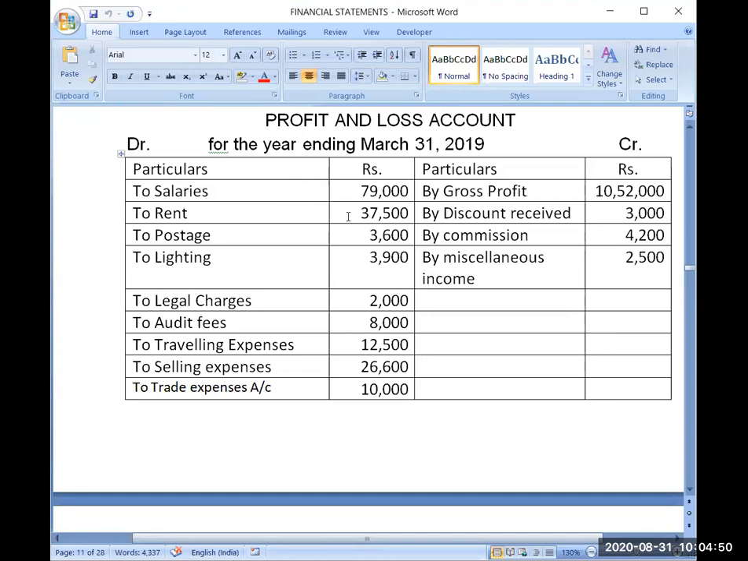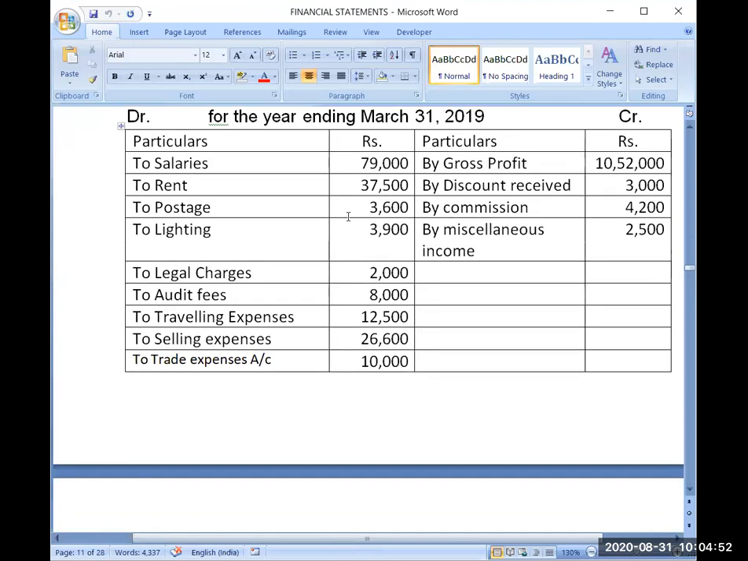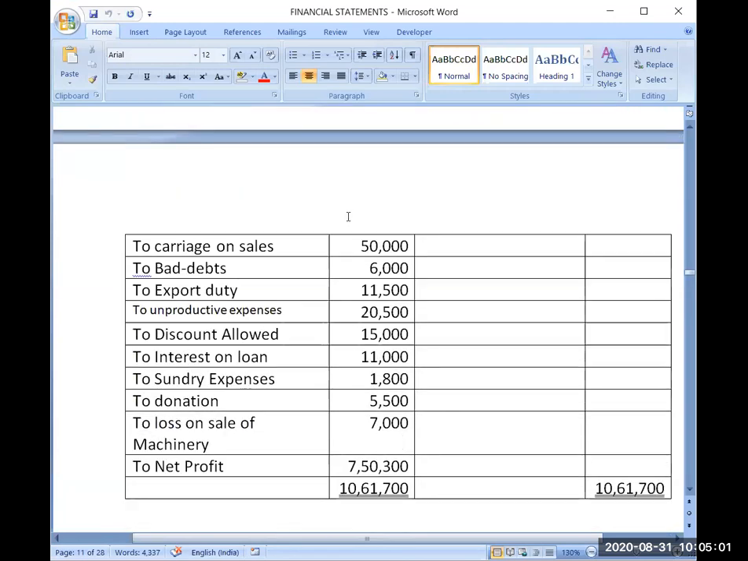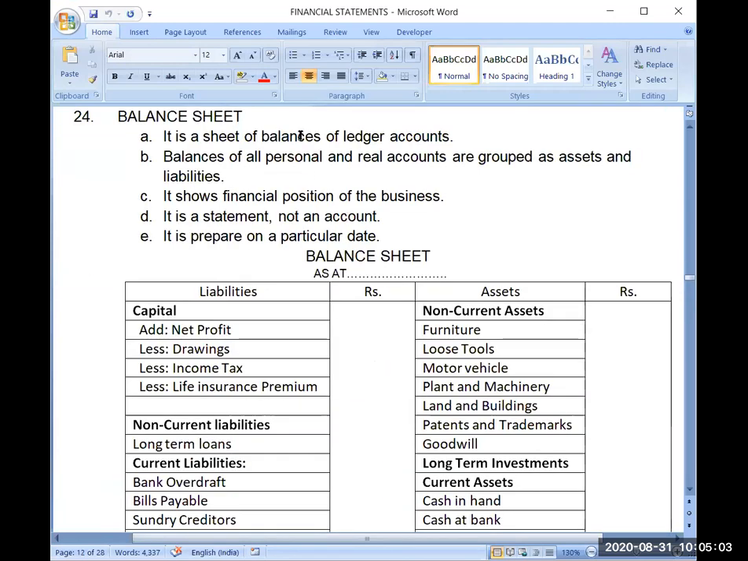So each and every account is a ledger balance. And where is it coming from? After balancing the ledger, we prepare the trial balance. From the trial balance, we are getting these ledger account balances. So obviously, the trading and profit and loss account is also prepared with the help of ledger account balances. But some of the ledger account balances will go to the trading account, and some will go to the profit and loss account. There is a certain criteria. What is the criteria? All the direct expenses will go to the trading account, and all the indirect expenses will go to the profit and loss account.